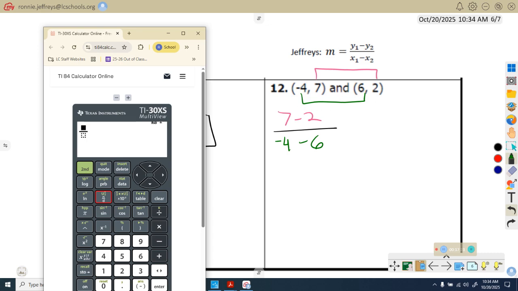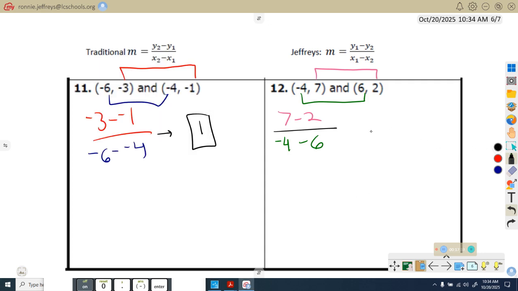So 7 minus 2, negative 4 minus 6. All right. So we get negative 1/2. All right. So tomorrow we'll have a little bit more practice with this. We are going to be adding on to it each day.